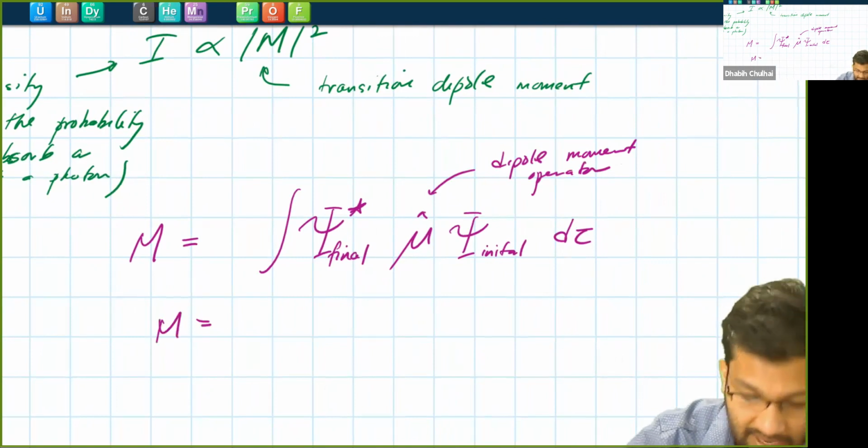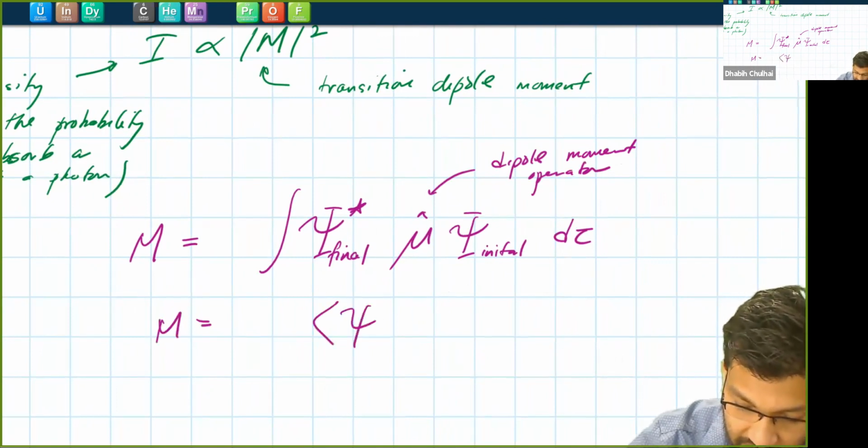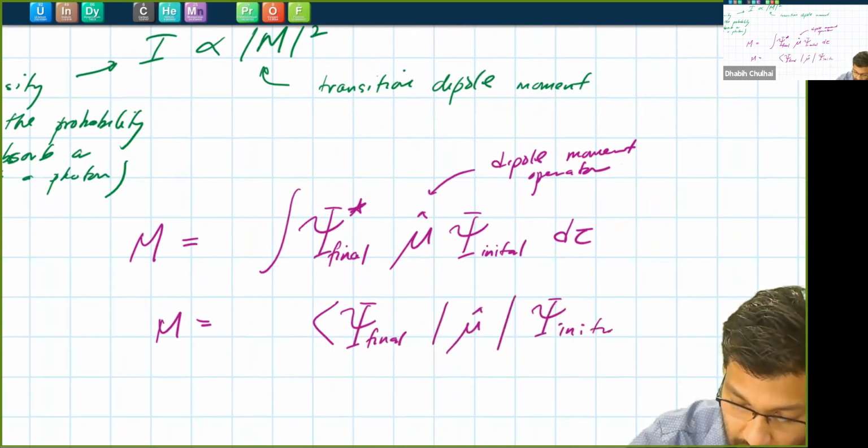Written in Dirac notation, this whole integral we can just simplify to look like this: final, the dipole moment, initial.